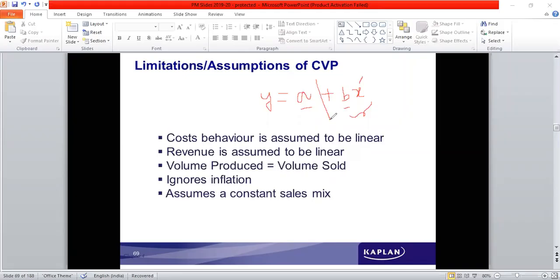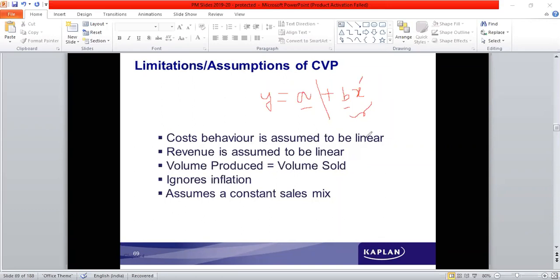So here we see that the second part of this equation keeps changing with the changes in x, but that change is proportionate. It keeps changing with the changes in the output, which is x. As x keeps changing, bx keeps changing proportionately. So bx is the total variable cost. So the first assumption is the cost behavior is assumed to be linear.